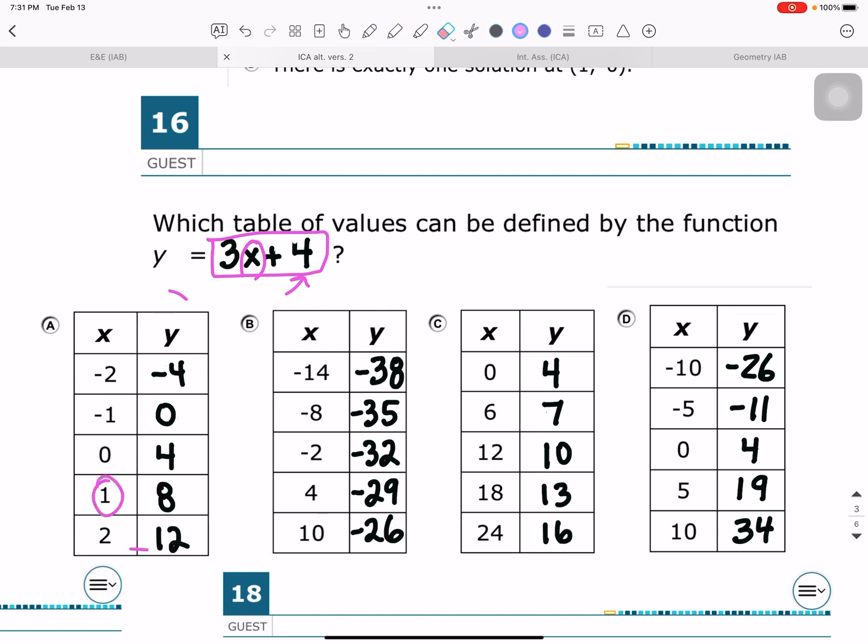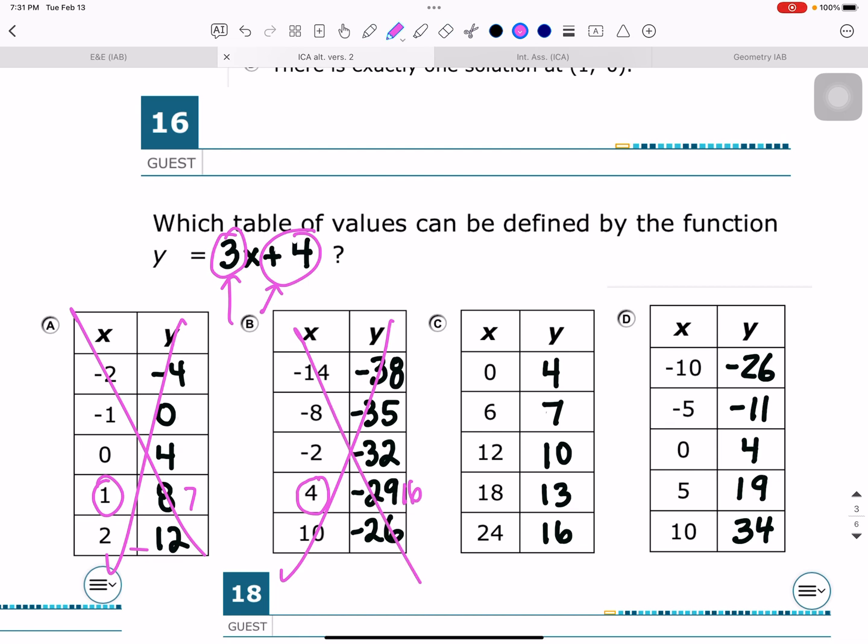1 times 3 is 3, plus 4 is 7. This should be 7, not 8. So no, this one's out. Let's try this one. 4. 4 times 3 is 12 plus 4. This is supposed to be 16. No, that's wrong.